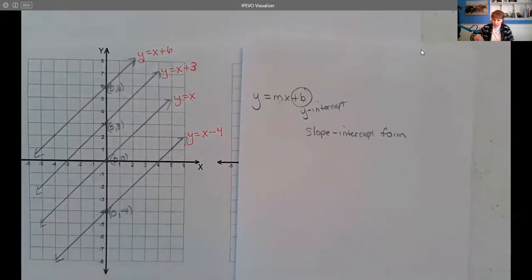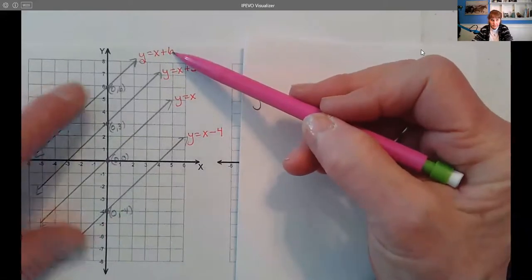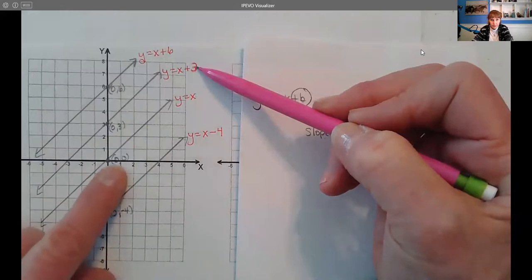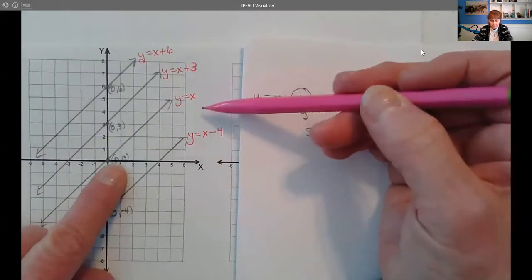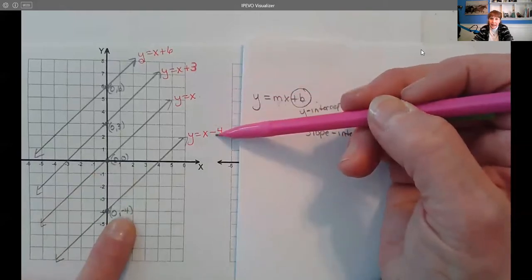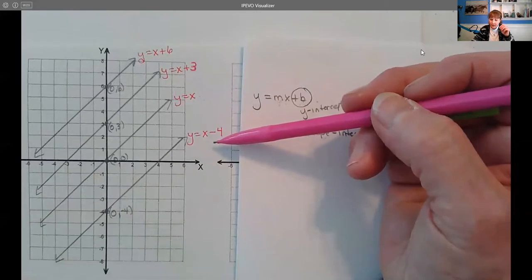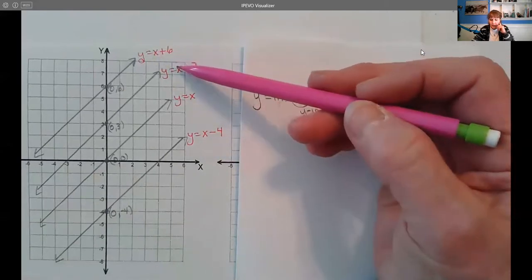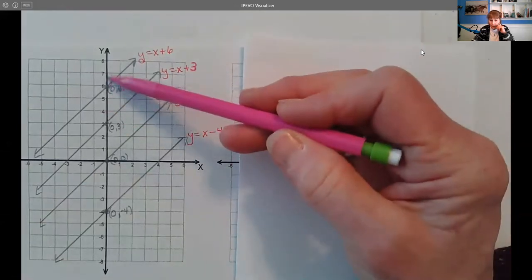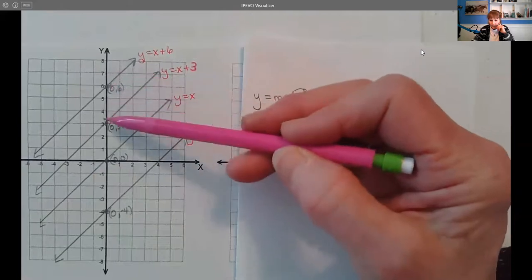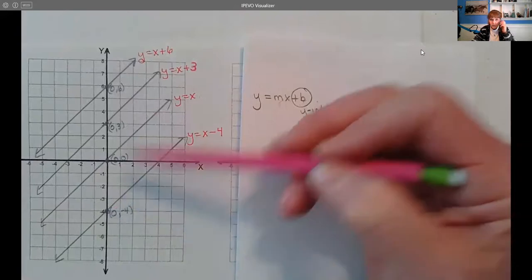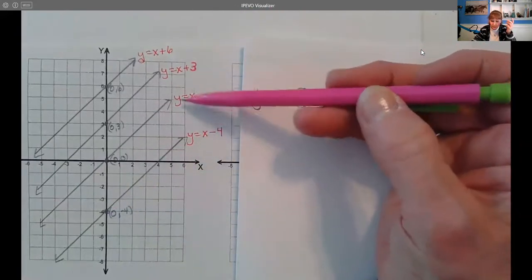Now look at the equation. Here, 6. Here, 3. Here, 0, because you're not adding, it's a plus 0. Here, -4. So when the y is by itself, you can find the slope by looking at the number in front, and all of these have a slope of 1. Rise over run, 1 over 1, 1 over 1, 1 over 1. So the slopes are all 1. That's the number in front of the x.